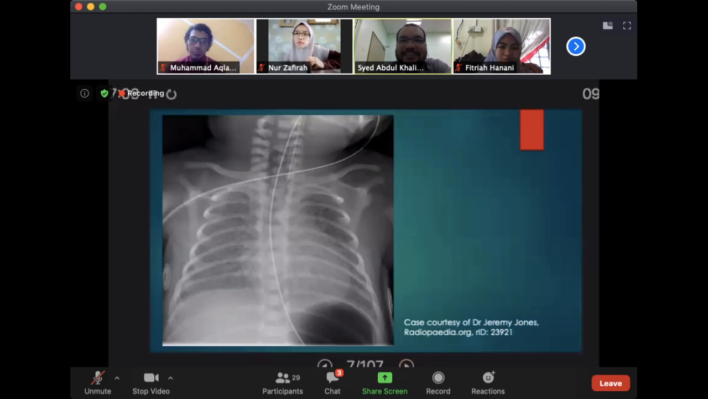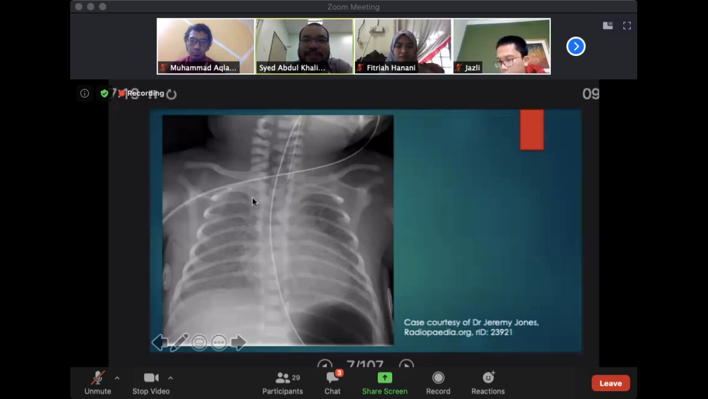Features of RDS with reticulonodular changes. Yep. So this is reticulonodular changes, ground glass. RDS, ground glass appearance. So what you see here is actually diffuse granular opacities, which is described as ground glass. And it is usually symmetrical. You can see some air bronchograms there.